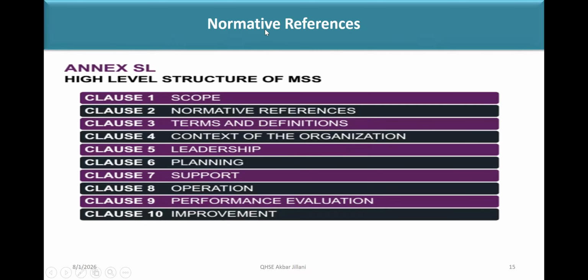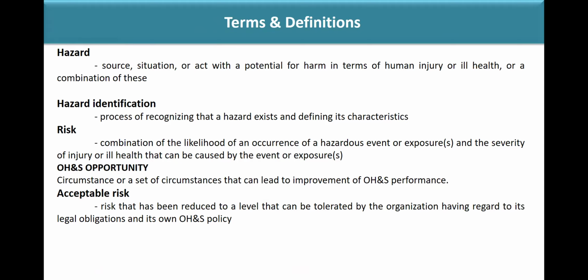Now, these are the references, Annex SL, like class 1, class 2, up to class 10. So it means that MSS and Annex SL are the high-level structure. HLS, MSS, Annex SL are the classes.